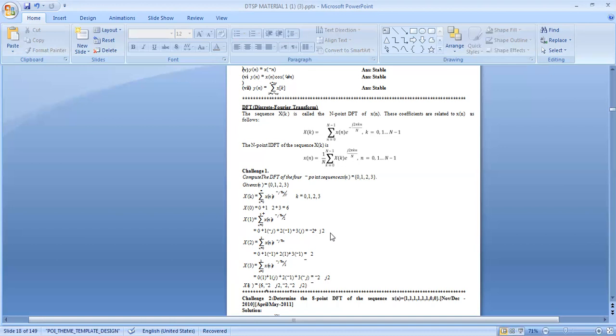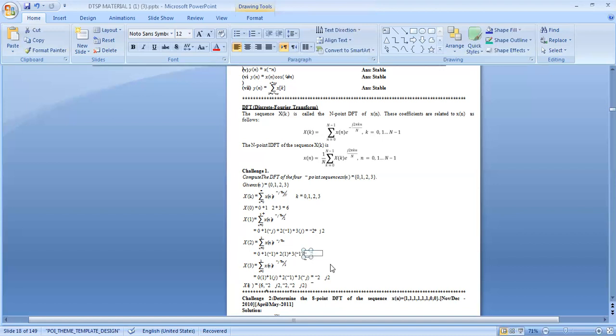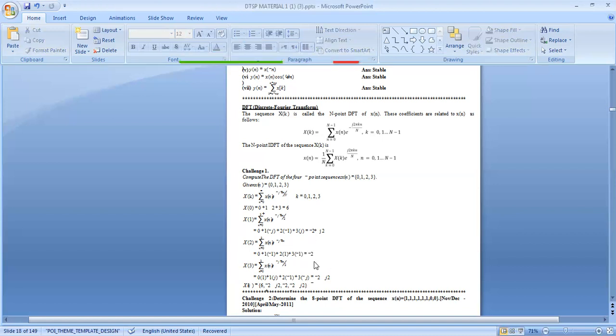Similarly, the next one is e power minus j3π. Again, the cos answer alone gives the value minus 1. So when you simplify this expression, what do you get? Minus 1 plus 2 minus 3. Actually this will be minus 4 plus 2. So we get the answer minus 2. This is for the case of X of 2.